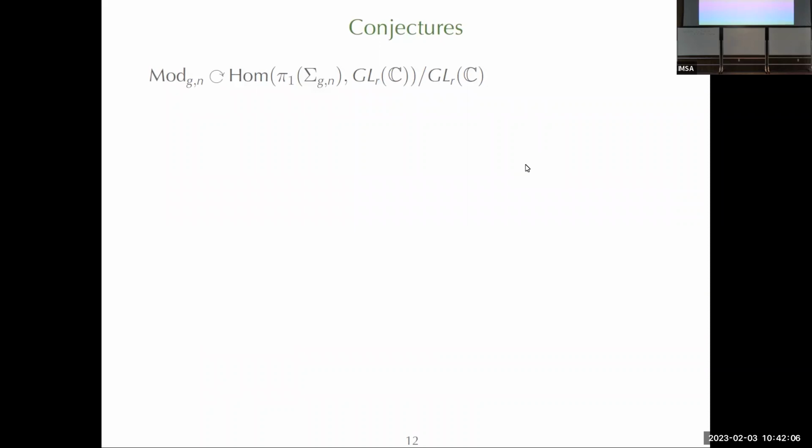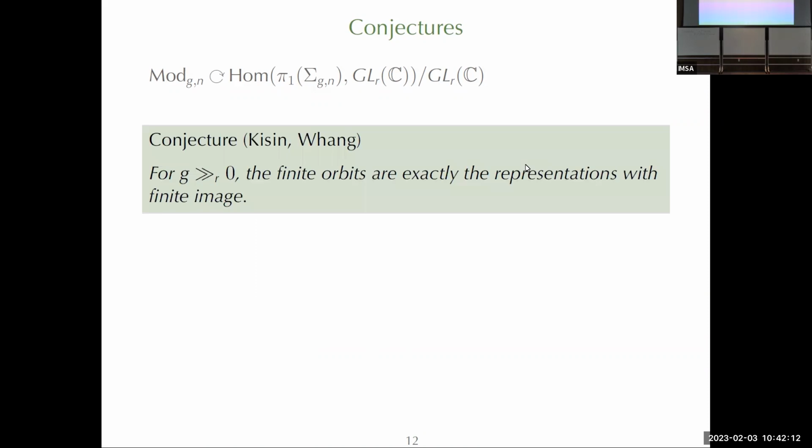So here's the action we're studying, and here are two conjectures that have been made about it in the last 15 or so years. So first of all, there's a conjecture. I think that this was maybe first asked as a question by Kisin around 2010. So he asked if, well, there are some obvious finite orbits. Namely, if you have a representation of finite image, then the mapping class group orbit can't be infinite. So that's a generalization of before. So Kisin asked, without this G big condition, and then Wang corrected it to this G big condition, if the finite orbits are exactly the representations of finite image. So this is false if G is not big, and I'll give some examples later.